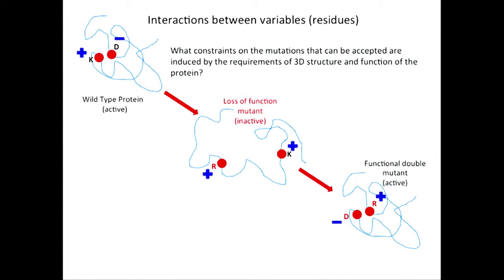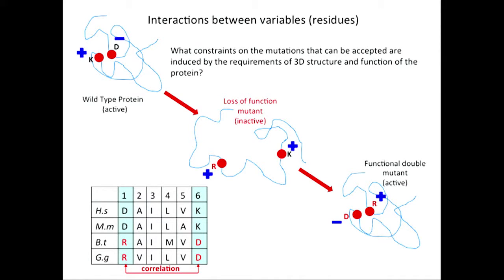And what constraints on the mutations that can be accepted are induced by the requirements of structure and function? This just reiterates the point I made: we'll either see D and K, this wild-type version, or R and D, this double mutant. If we look at the columns of this little toy sequence alignment, you'll notice a strong correlation between the first column and the last column, and that's the correlation I'm talking about.